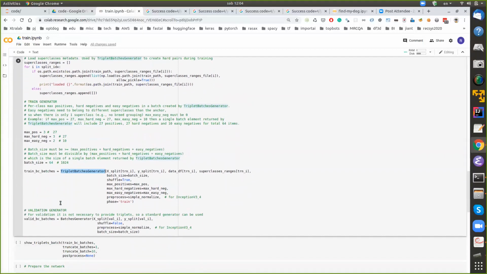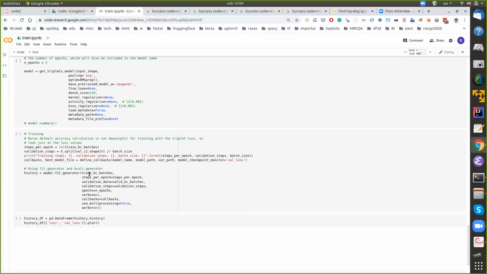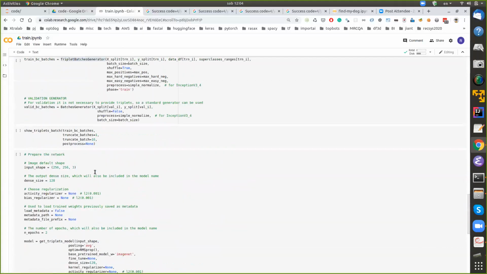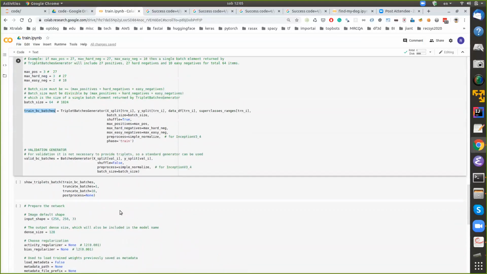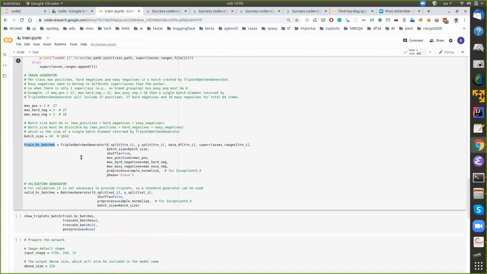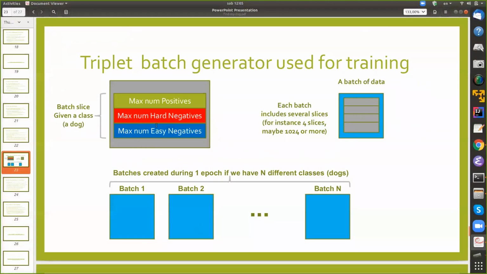Here I create the batches using the triplet generator, to which I give the data set that I prepared the way I have shown before. Now, the triplet generator is used during training here. Train batches is the triplet generator, used at runtime, providing a batch of images each time that exactly corresponds to this structure. So a set of batches, each batch is a set of slices. Each slice contains positives and the two kinds of negatives.